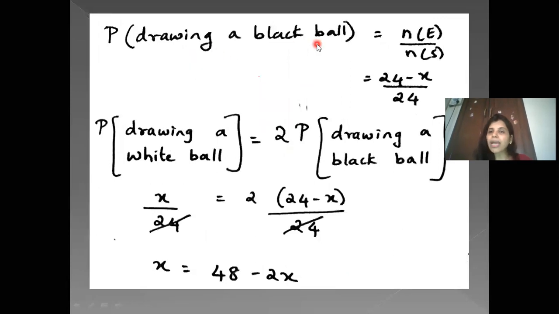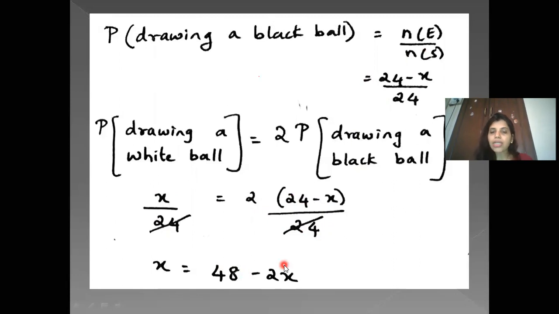Probability of drawing a black ball is number of events upon number of sample space, that is 24 minus X upon 24. So probability of drawing a white ball, X upon 24, is 2 into 24 minus X, which is the number of black balls, 24 minus X upon 24. Okay. Now 24 gets cancelled. So we get X is equal to 2 into 24, which is 48, minus 2X.